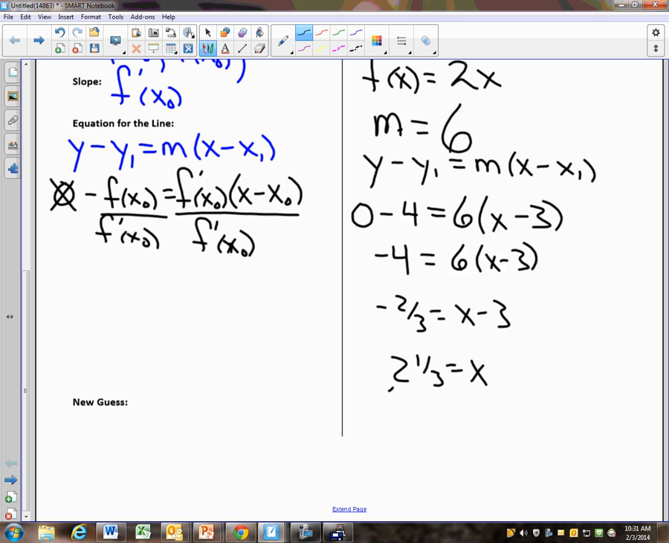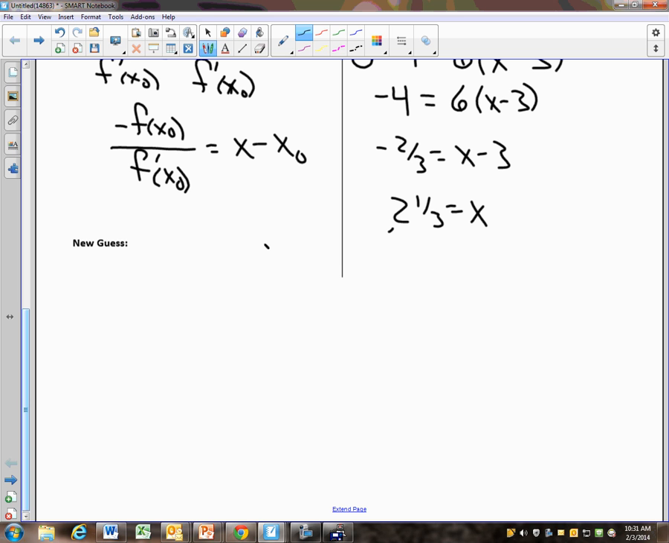And so you get negative f of x sub 0 divided by f prime of x sub 0 is equal to x minus x sub 0. If you want to solve for x, that would be your x-intercept. You would just add x sub 0 to both sides. So your new guess is that x value, we'll call it x sub 1 now as my new guess, my new x-intercept, and that's equal to, if you add that over, you get x sub 0 minus f of x sub 0 divided by f prime of x sub 0. So this is your formula.